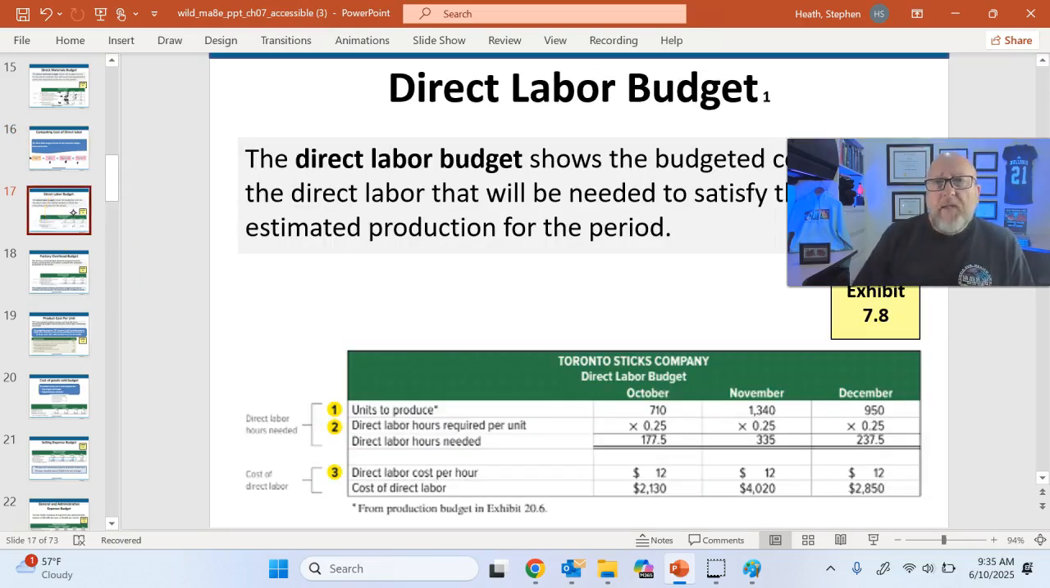Okay, so in this particular example, again, we're going to produce 710 units. Apparently, according to our assumptions, every unit that we're going to produce is going to require a quarter of an hour. So that's 15 minutes. Okay. So I'm going to need a total of 177 and a half hours.